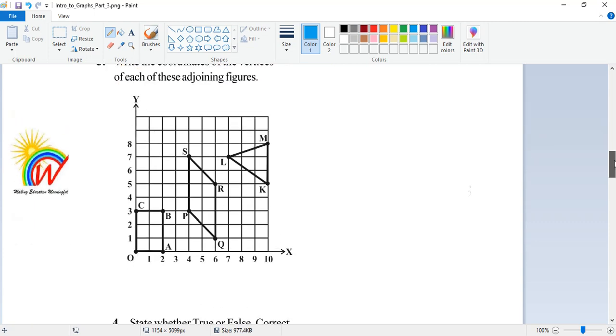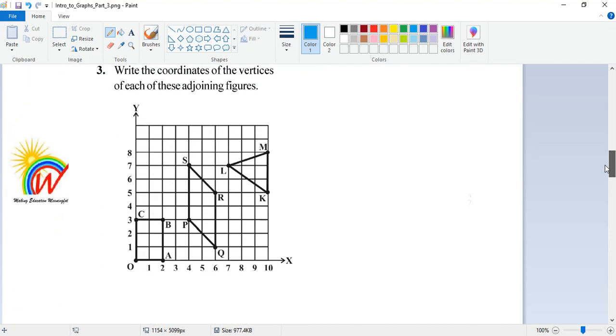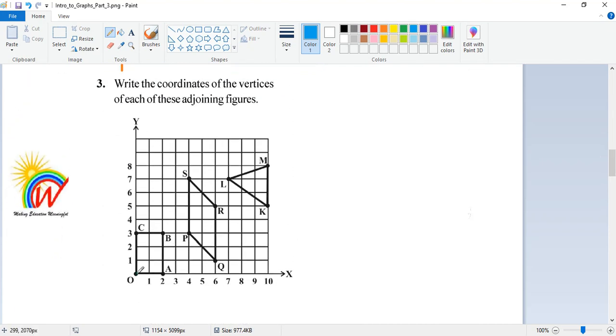Now write the coordinates of the vertices of each of these adjoining figures. So we just have to write the coordinates. Now look at this. This is 0 comma 0. This will be 2 comma 0. This will be 0 comma 3, because x is 0 and y is at 3, and this is 2 in the x and 3 in the y, so 2 comma 3.